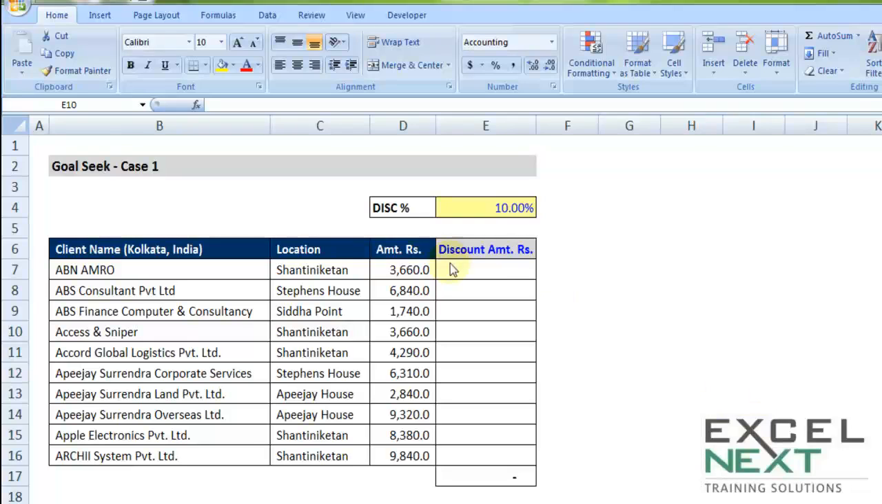Hi friends, welcome back. In this video session, we will be talking about goal seek. That's the second part of what-if analysis. Now to begin with, let me illustrate the case study in front of us.